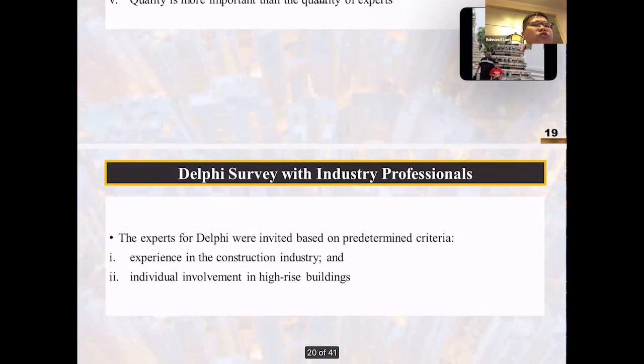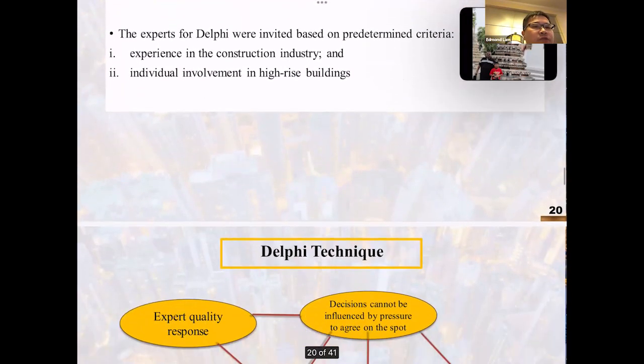With the use of Delphi survey with industry professionals, we have invited experts based on predetermined criteria. They should have experience in our construction industry, and individual involvement in high-rise buildings should be required.